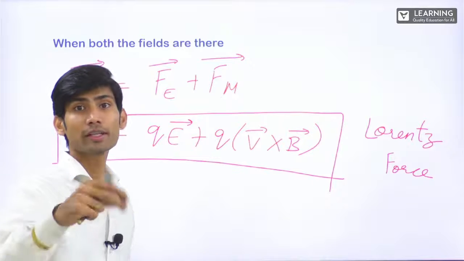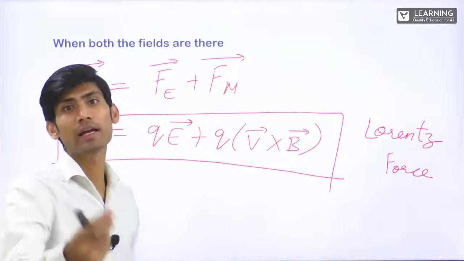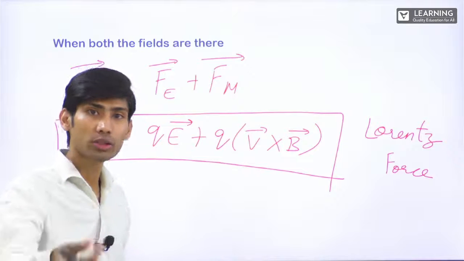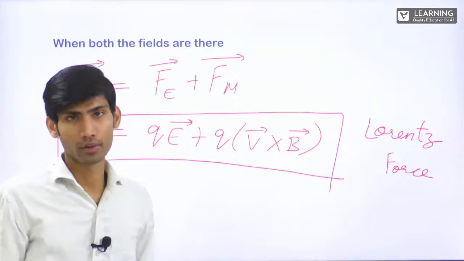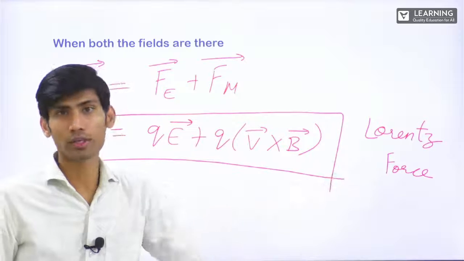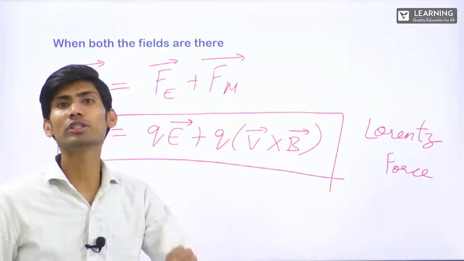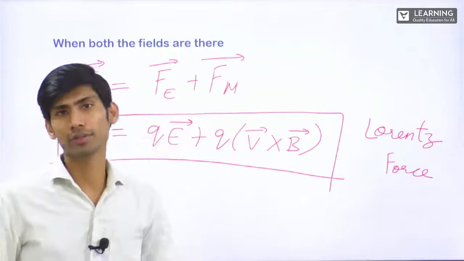If a charge is present in an electric and magnetic field, in a combined electric and magnetic field, what will be the motion of the charge? The direction of motion, what will be velocity after this particular time? What will be the position after this particular time? A lot of questions, all those questions will be based on the motion of that particular charge.